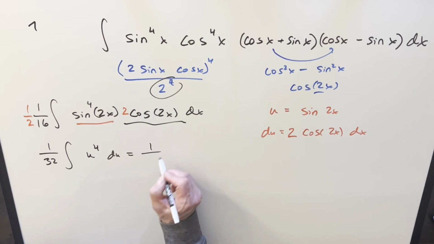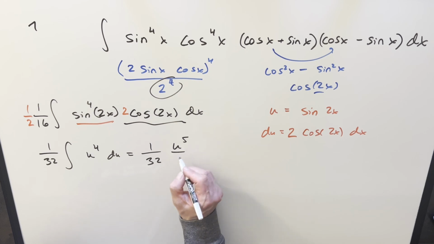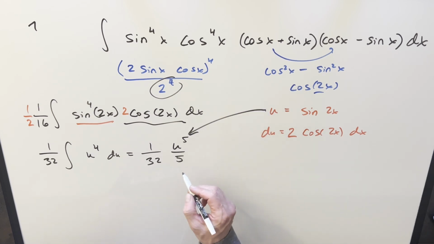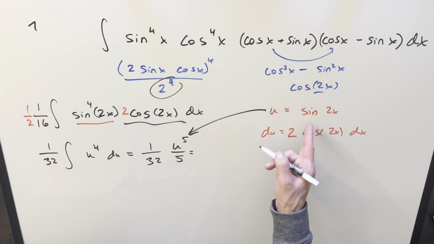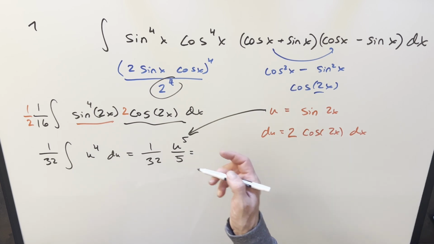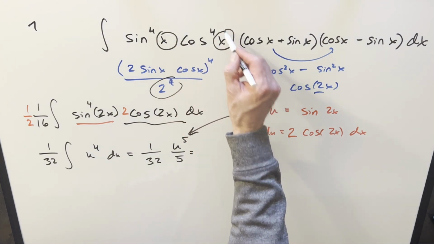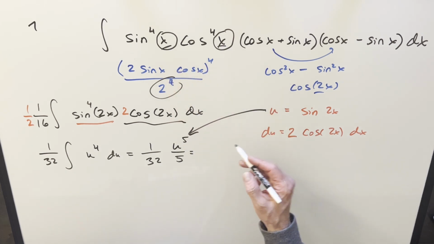So it's going to be 1 over 32. Integrate this, we get u to the 5 over 5. Let's go ahead and back substitute. I'm not going to simplify it because I think it's going to work out nice if we don't. So this is going to be sine 2x to the fifth, but a lot of times people like to get it back to the way it was originally. You really don't have to, but it's kind of tradition. In the problem, we've got single x's, so let's get it back to single x's.